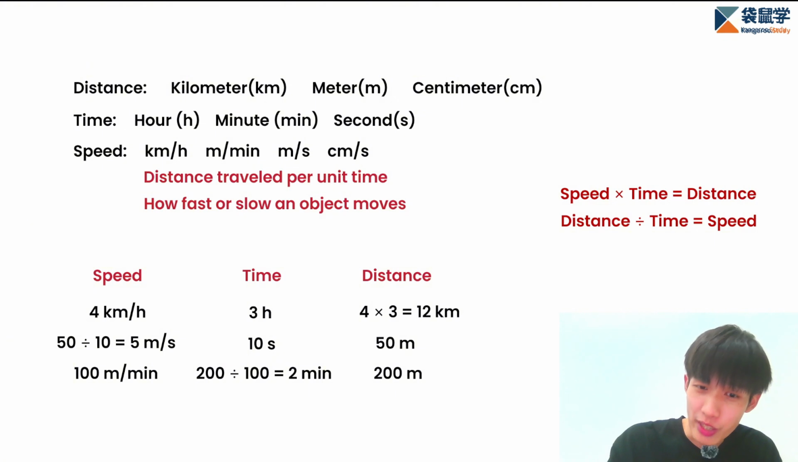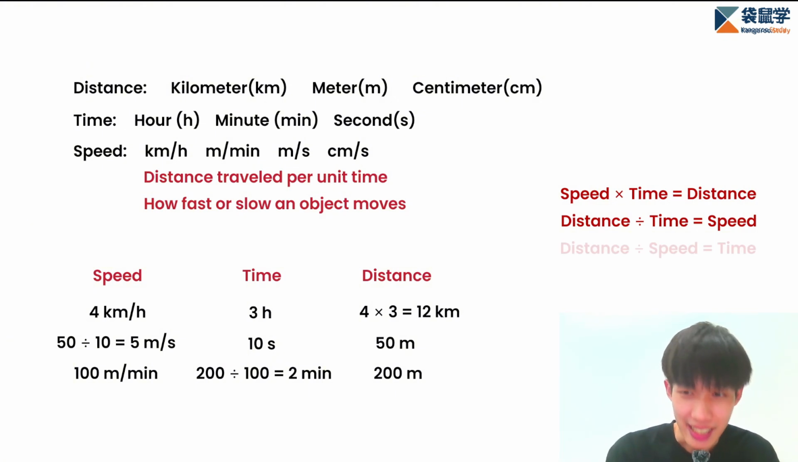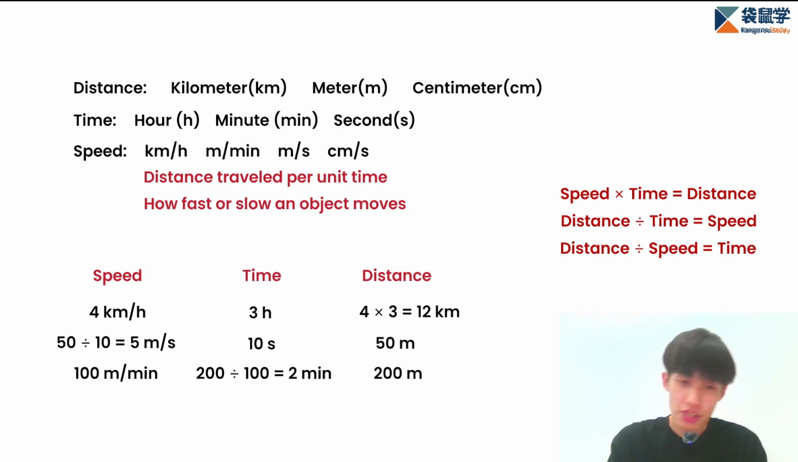And then we get the third equation. Distance does what to speed to give us time? Yes, it's nothing but divide. So distance divided by speed gives us time.